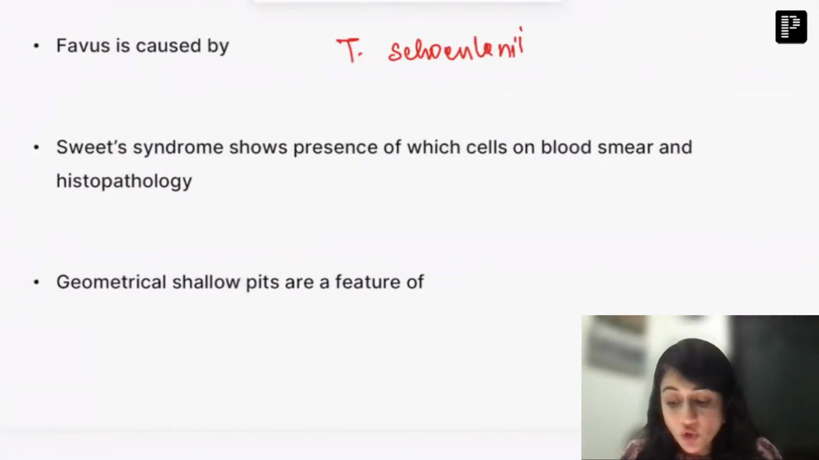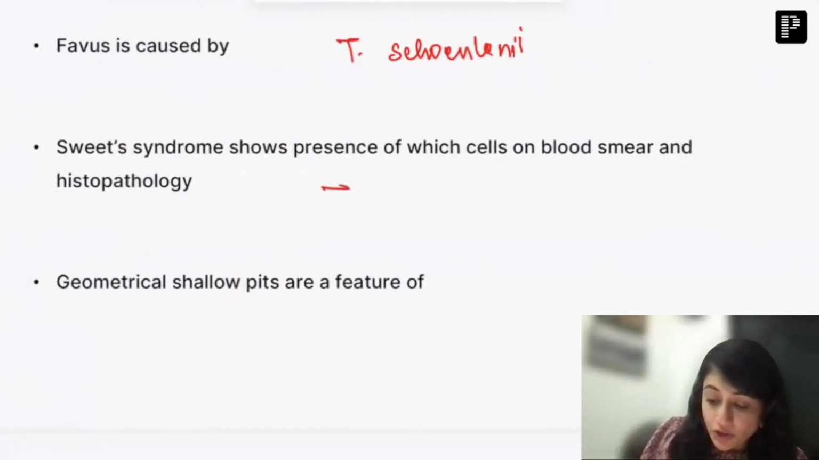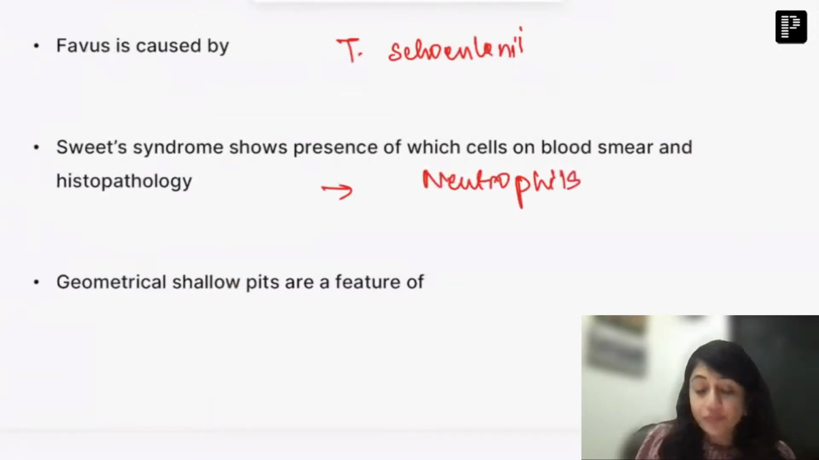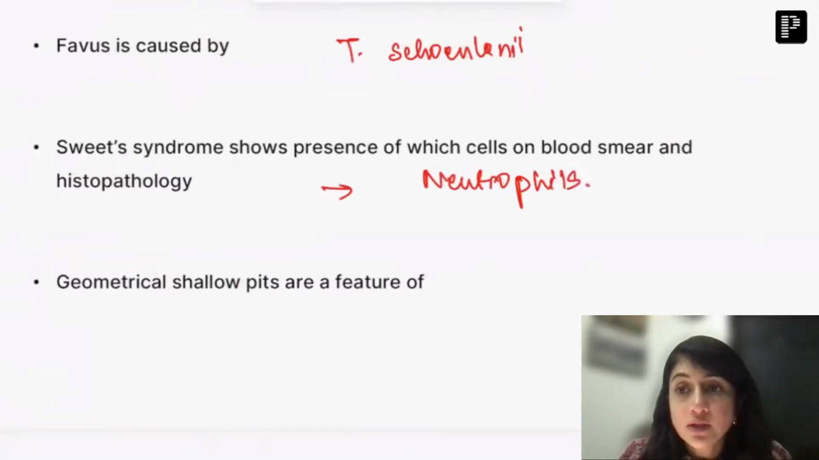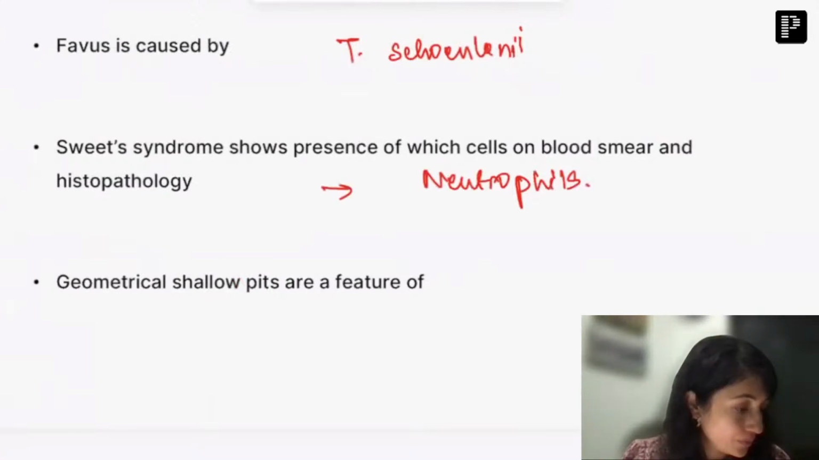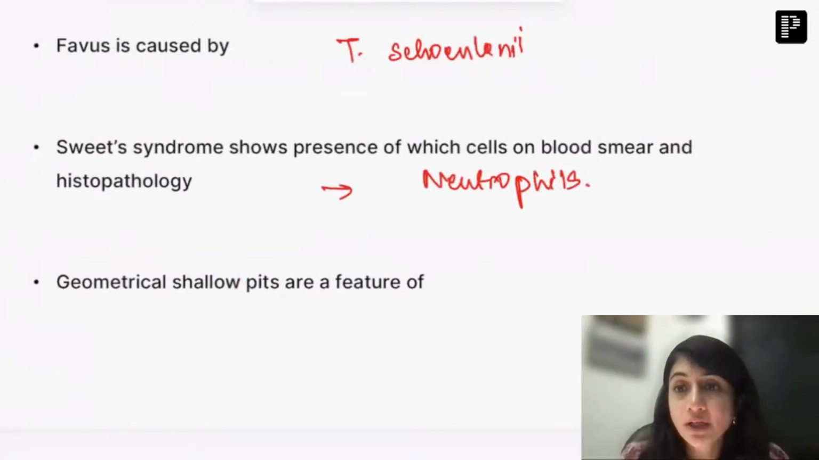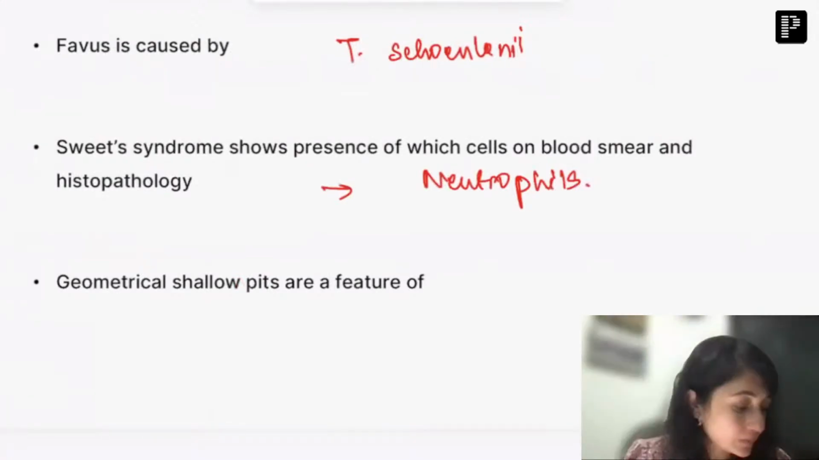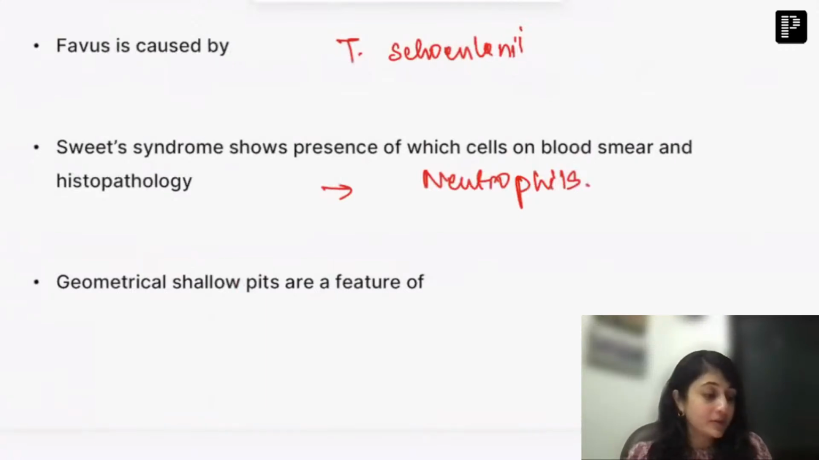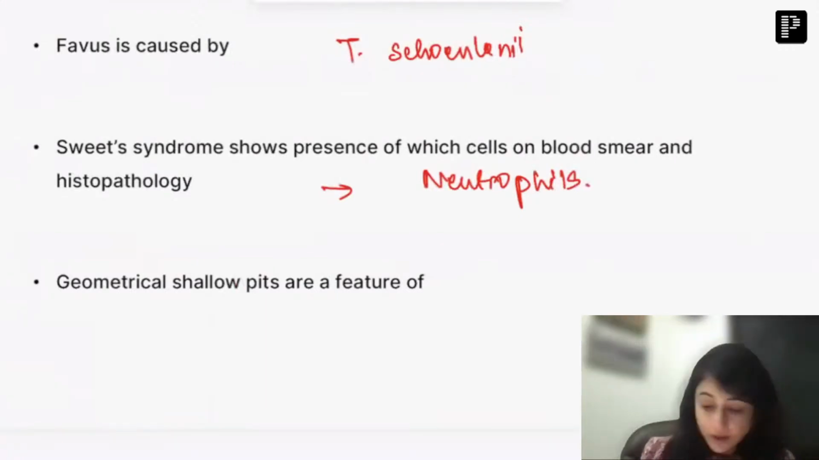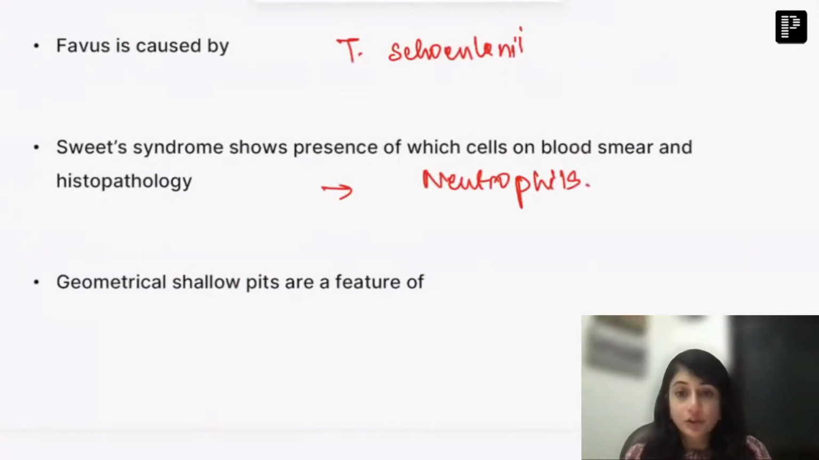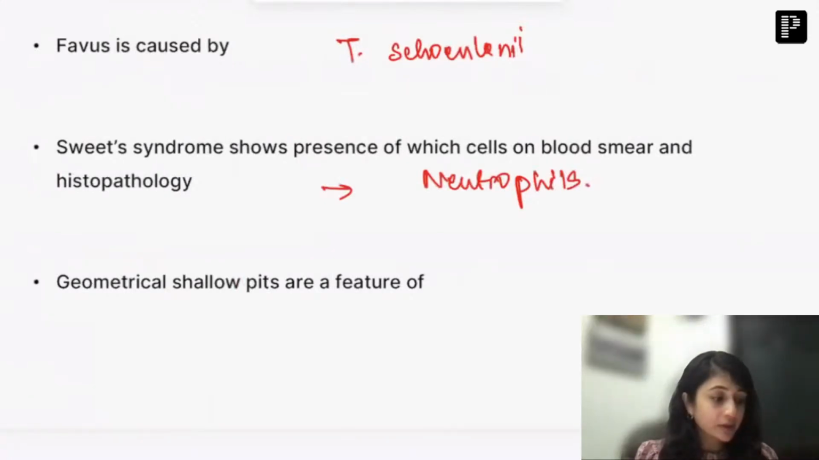Sweet syndrome shows presence of which cells on blood smear and histopathology. It is a neutrophilic dermatosis, so you will see neutrophils here. Last question, geometric shallow pits are a feature of. Quickly, this one you would answer. Yes, sweet syndrome is acute neutrophilic dermatosis, so you see neutrophils there.